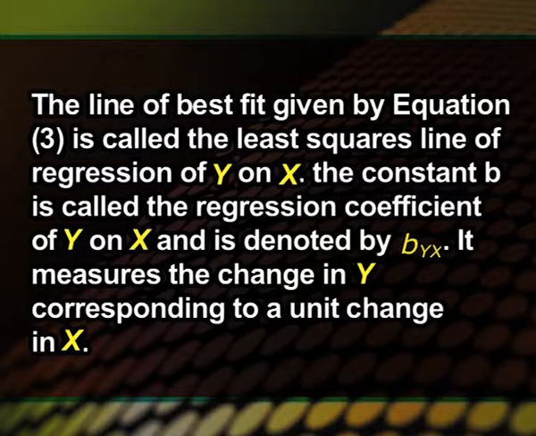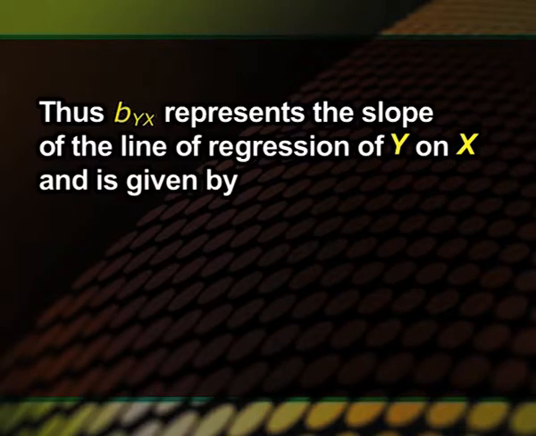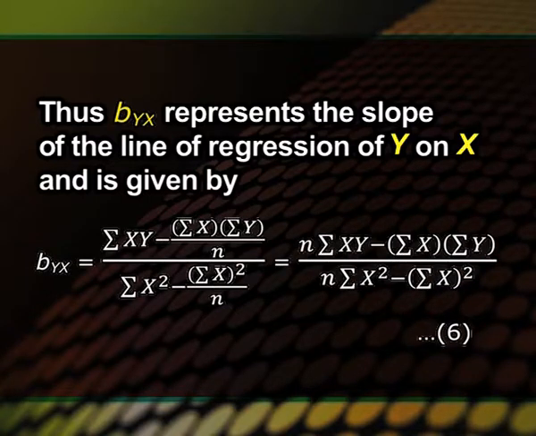So the line of best fit given by equation 3 is called the least squares line of regression of y on x. The constant b is called the regression coefficient of y on x, and it is denoted by byx. It measures the change in y corresponding to a unit change in x. Thus, byx represents the slope of the line of regression of y on x and is given by byx equals sigma xy minus sigma x times sigma y by n, the whole thing divided by sigma x squared minus sigma x the whole squared divided by n. So this is equal to n times sigma xy minus sigma x times sigma y divided by n times sigma x squared minus sigma x the whole squared. This is equation number 6.